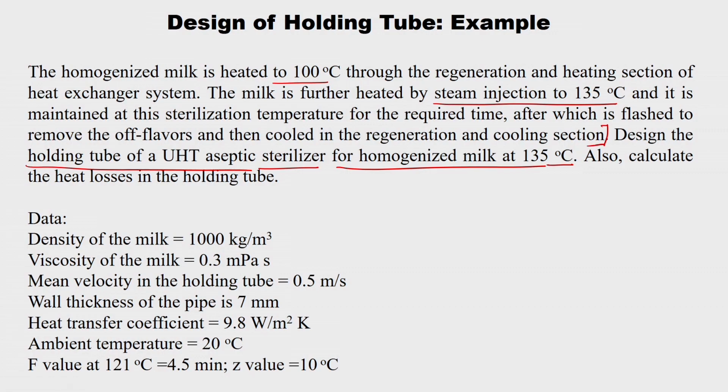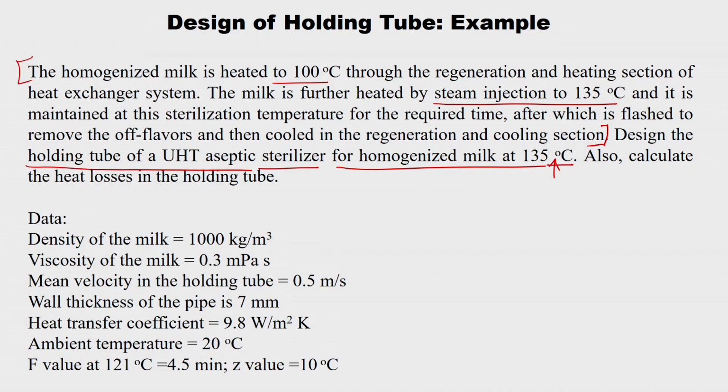This is the whole UHT process they have explained. We are supposed to design a holding tube for a UHT aseptic sterilizer of homogenized milk at 135 degrees centigrade. The main equipment we have seen is pumps, heat exchangers, holding tube and aseptic surge tank, right? In that, the heat exchanger design we have already seen in pasteurization.